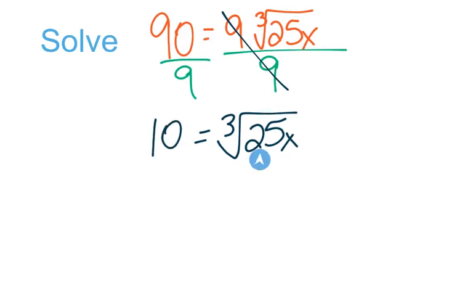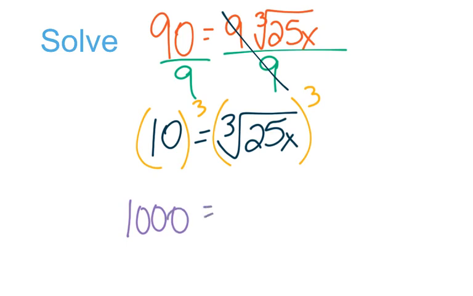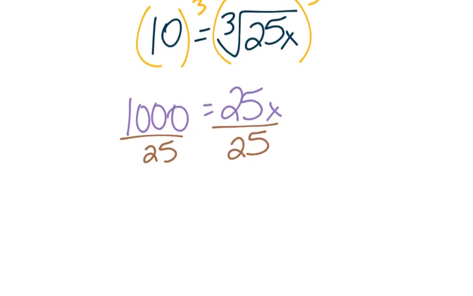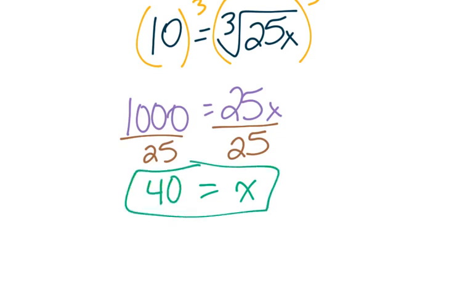From here we have this cubed root isolated, so we want to undo that by cubing both sides. So then we get 1,000 on the left, and then the cubed root being cubed undoes that operation. We're again just left with the inside here. So lastly we want to divide both sides by 25 in order to get the x by itself, and we'll get x equals 40, because 1,000 divided by 25 is 40.